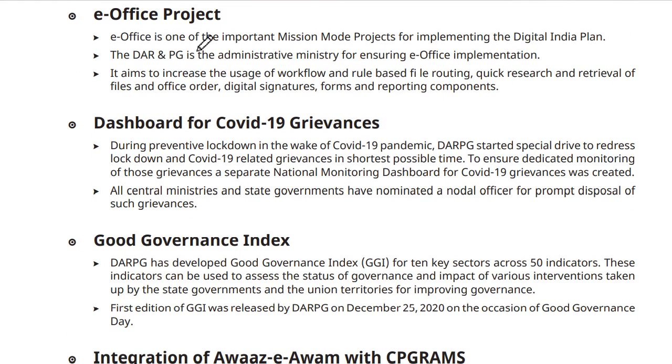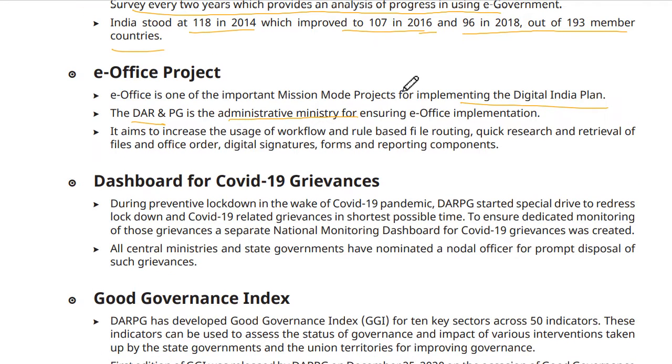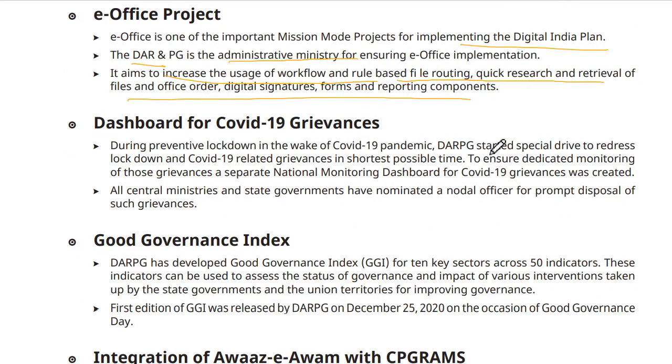E-Office project. E-Office is one of the important mission mode projects for implementing the Digital India plan. The DARPG is the administrative ministry for ensuring e-office implementation, which attempts to increase the usage of workflow and rule-based file routing, quick search and retrieval of files, file officers, digital signatures, forms and reporting components.